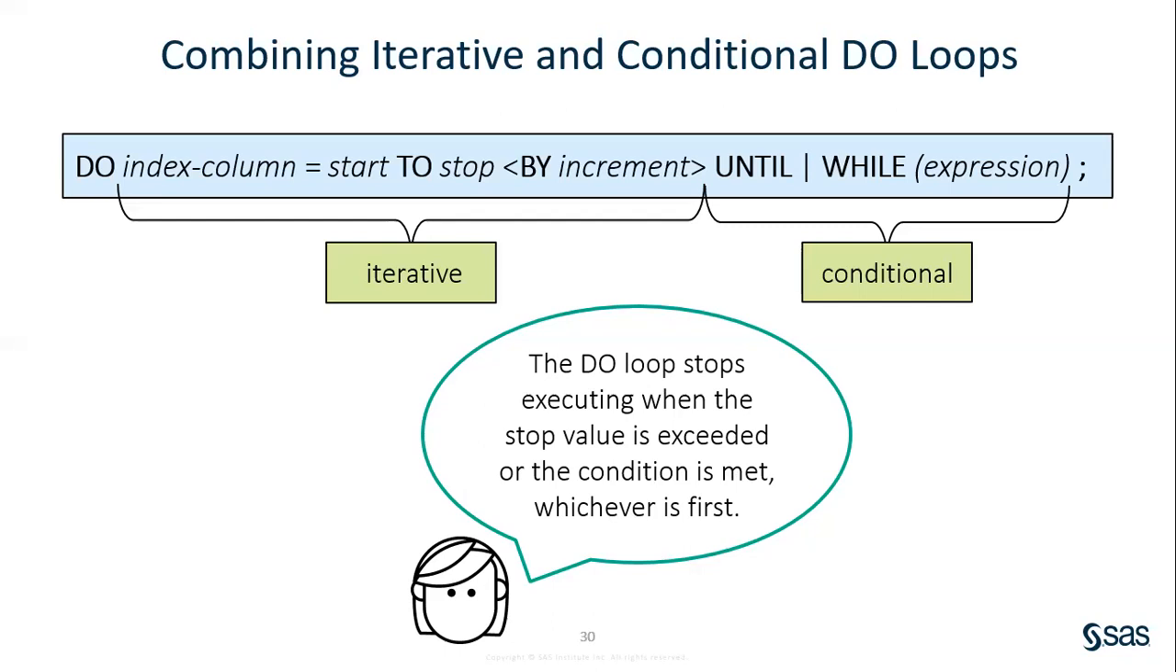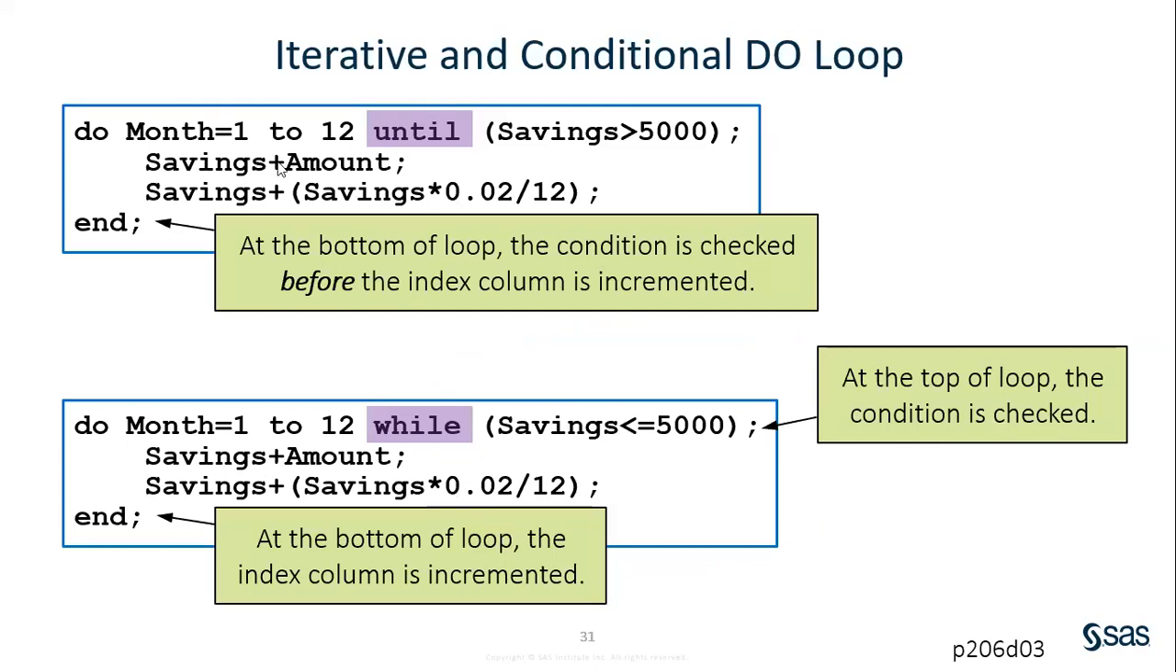So SAS decides when to stop, either when it reaches the stop point or when the condition is true, whichever comes first. Look here: you are writing DO month equals 1 TO 12 UNTIL saving is greater than 5,000. So if either condition is true, it will stop. Either you use WHILE or you use UNTIL.